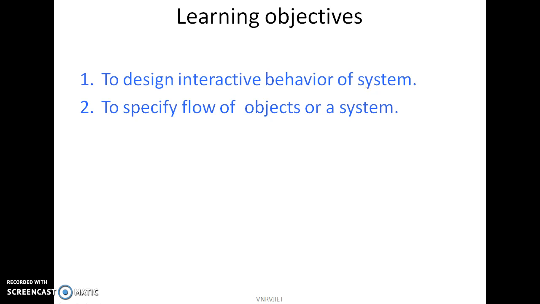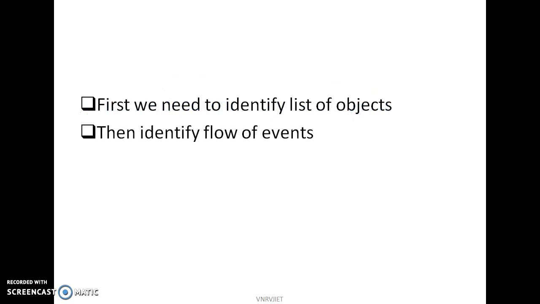Here we have two main diagrams, or two main interactive models, namely the sequence and collaboration diagram. So what we need to render is, first, we need to identify the list of business objects, then we need to identify the flow of events.